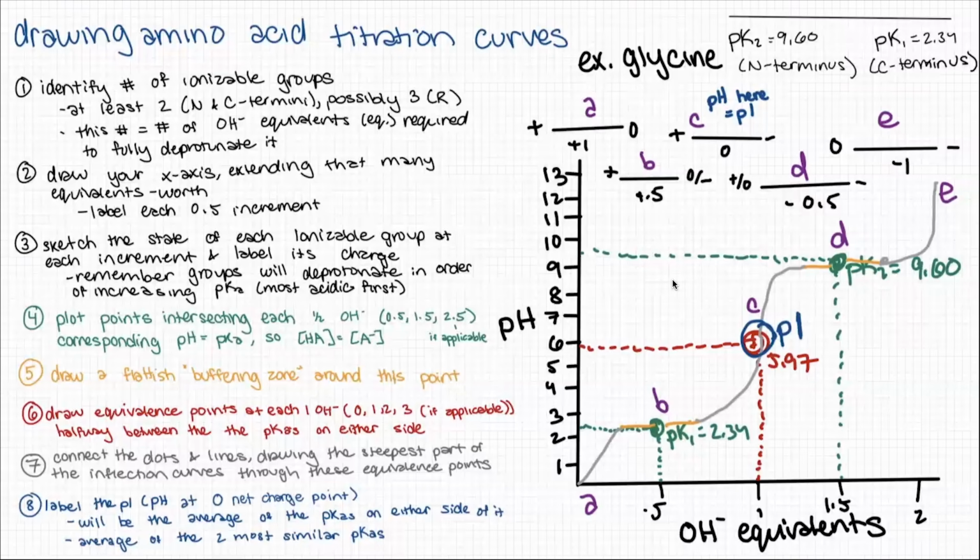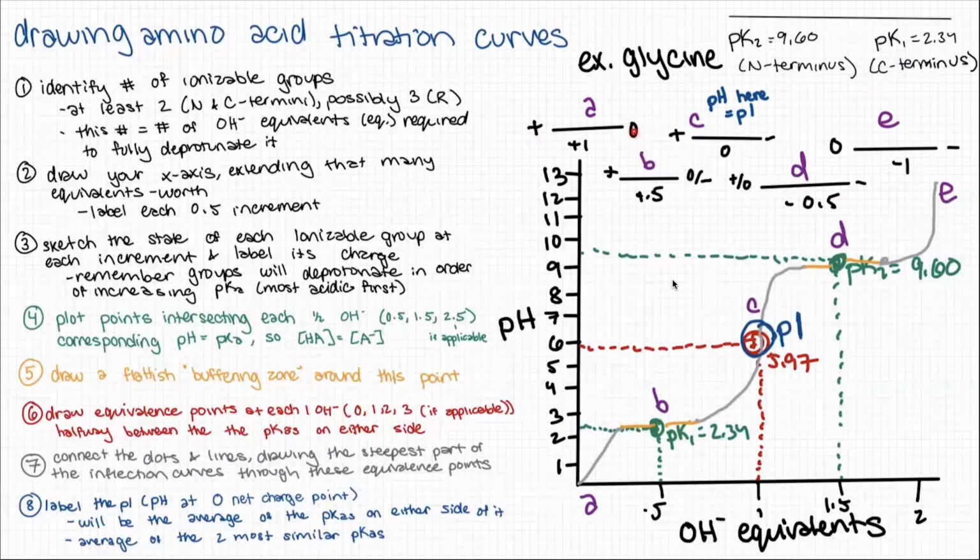When you look at an amino acid titration curve, it can look a little intimidating. So first, let's look at how we can interpret one of these, and then we'll look at how we can draw one of these. First off, this thing at the top is just some shorthand notation that I'm using to represent the ionized state of the N-terminus or of the C-terminus.